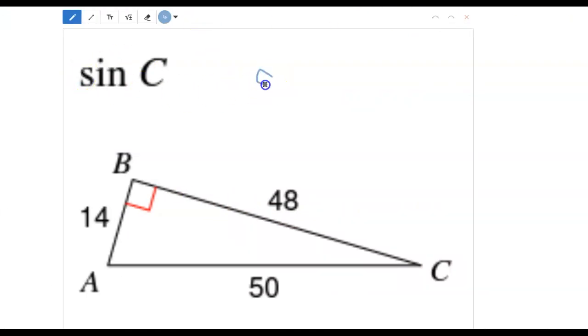Sine C. Pause the video and see if you can do this one on your own.